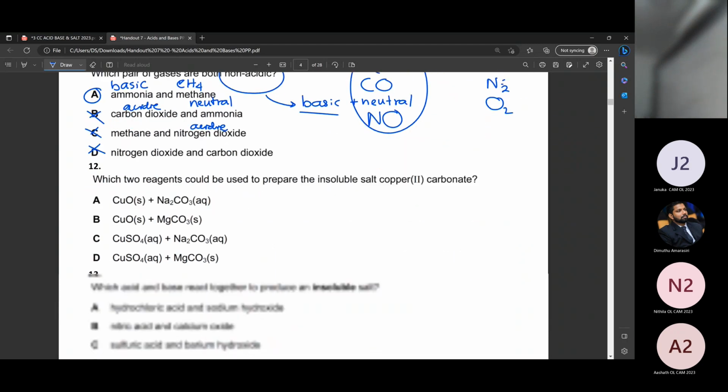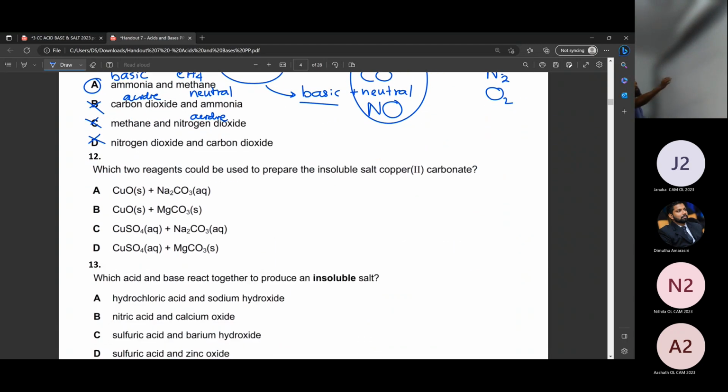Right, which 2 reagents could be used to prepare the insoluble salt? Insoluble salt, insoluble salt. Use the golden rule. Use 2 soluble reagents. The answer, C, both aqueous, right? The golden rule.